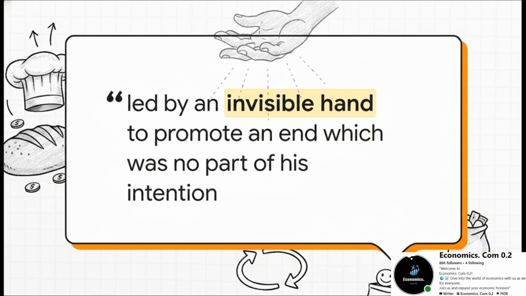He pointed out that your local baker doesn't wake up at 4 a.m. to bake bread just because he's a super nice guy. He does it out of self-interest, to make a living. But by trying to maximize his own profit, the baker is led by an invisible hand to accidentally promote the prosperity of the whole society. Consumers get fresh bread, the baker gets paid, everybody wins.